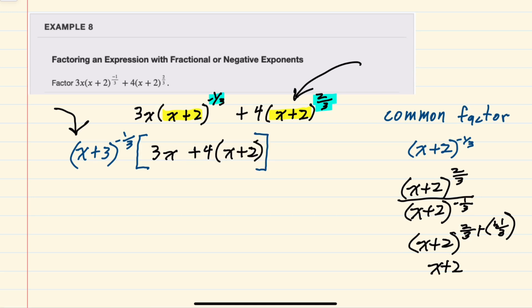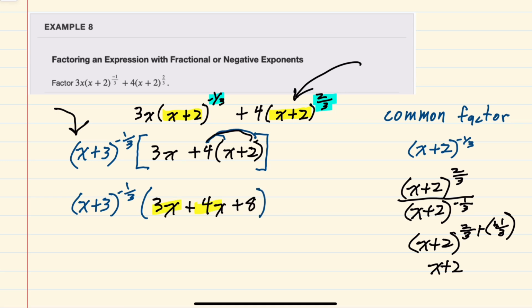At this point, we have factored out the common factor, and I can see that I can simplify a bit inside these brackets to get rid of the parentheses. I can distribute that 4, and that would leave me with our common factor still on the outside. Inside parentheses, I have that 3x, and distributing the 4 would be plus 4 times x, or 4x, and then 4 times 2, which is 8.